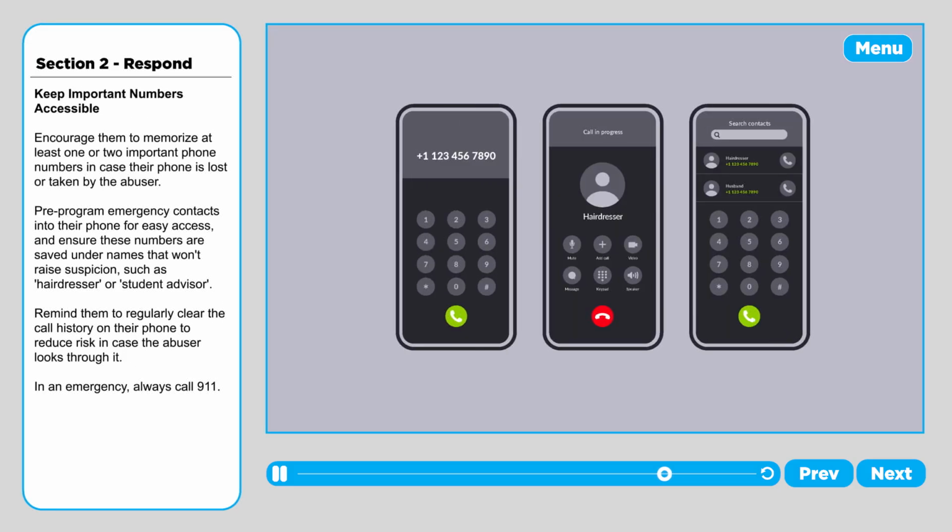Keep important numbers accessible. Encourage them to memorize at least 1 or 2 important phone numbers in case their phone is lost or taken by the abuser. Pre-program emergency contacts into their phone for easy access, and ensure these numbers are saved under names that won't raise suspicion, such as hairdresser or student advisor. Remind them to regularly clear the call history on their phone to reduce risk in case the abuser looks through it. In an emergency, always call 911.